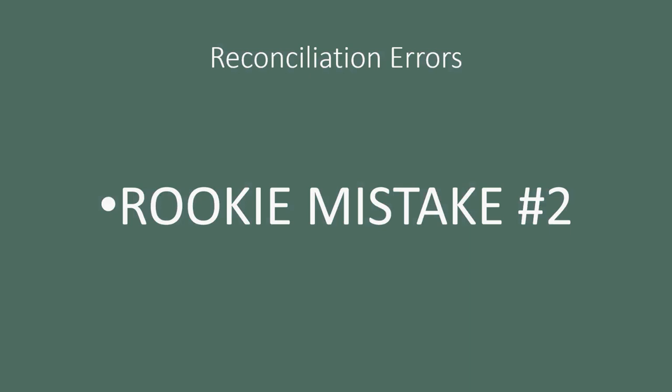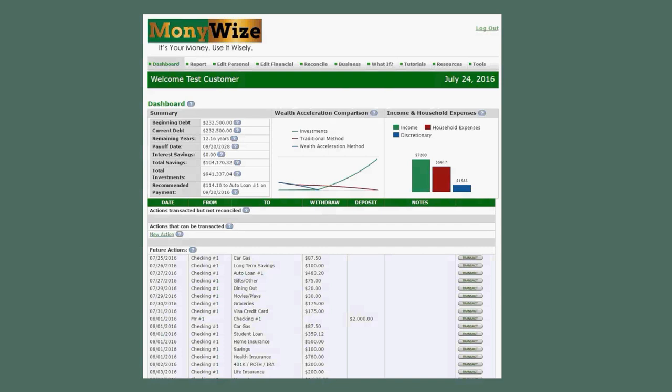The other main reconciliation rookie mistake that I see is number two. Let's go back to Mr. and Mrs. Test Customer here. We have their account in good standing. Looking at the bottom there, we can see that they have some future transactions coming up. There's the car gas bill when they're going to go and put fuel in both of their vehicles. They have their savings. Everything's looking fine because they've now got a healthy checking account balance.